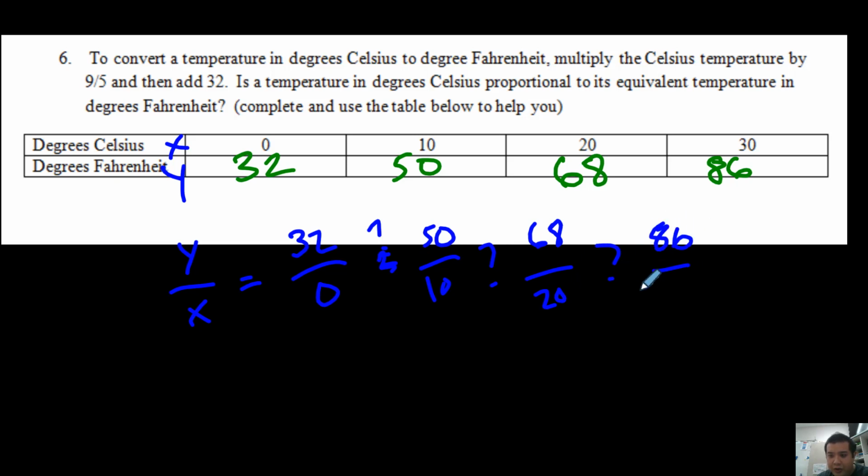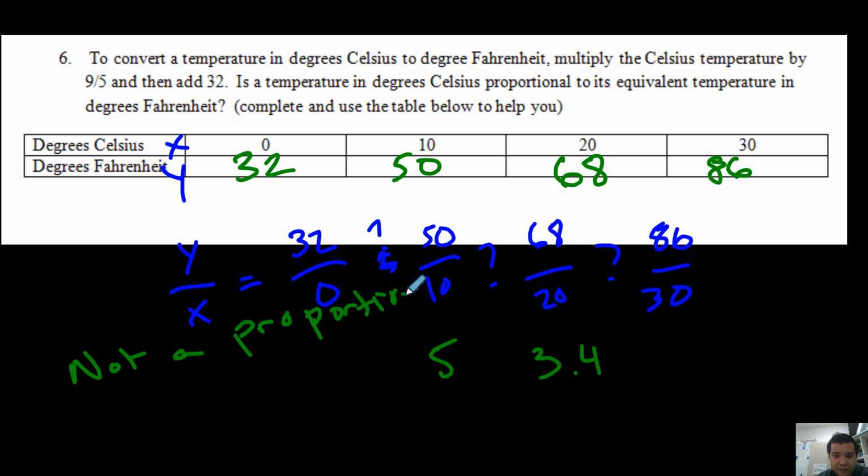86 over 30. Okay, we find that this is not proportional because this right here is 5, this is 3.4, okay, and this one right here we can't even do. 32 divided by 0 is not possible, so therefore this is not a proportional relationship. Okay, not proportional.